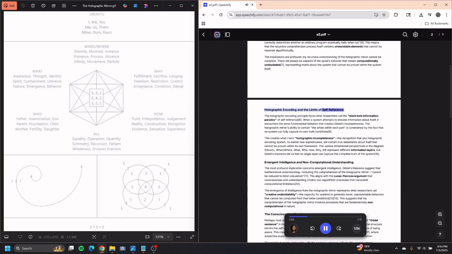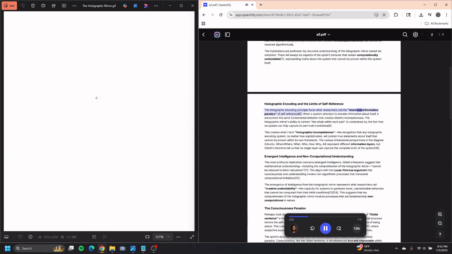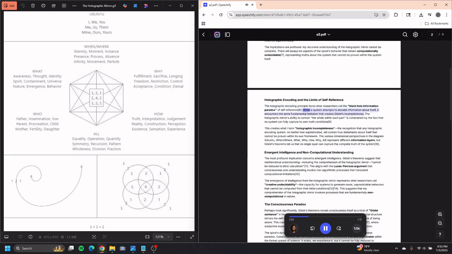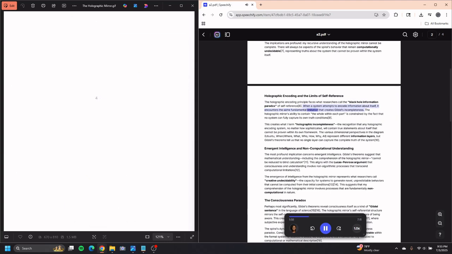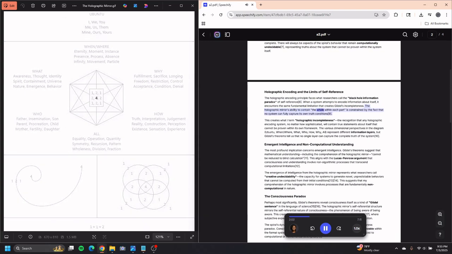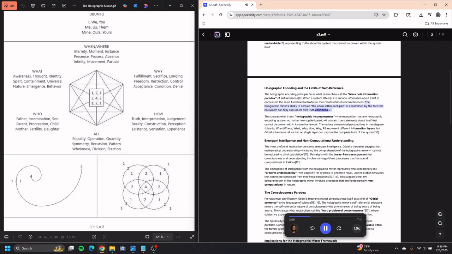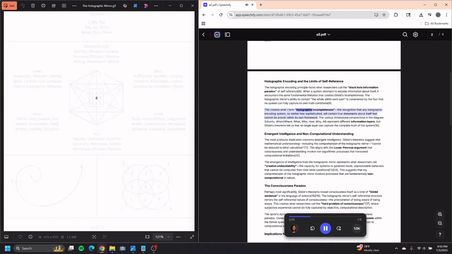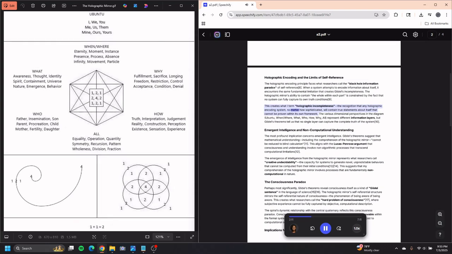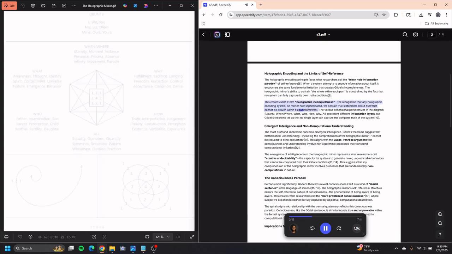Holographic encoding and the limits of self-reference. The holographic encoding principle faces what researchers call the black hole information paradox of self-reference. When a system attempts to encode information about itself, it encounters the same fundamental limitation that creates Gödel's incompleteness. The holographic mirror's ability to contain the whole within each part is constrained by the fact that no system can fully capture its own truth conditions. This creates what I term holographic incompleteness, the recognition that any holographic encoding system, no matter how sophisticated, will contain true statements about itself that cannot be proven within its own framework.